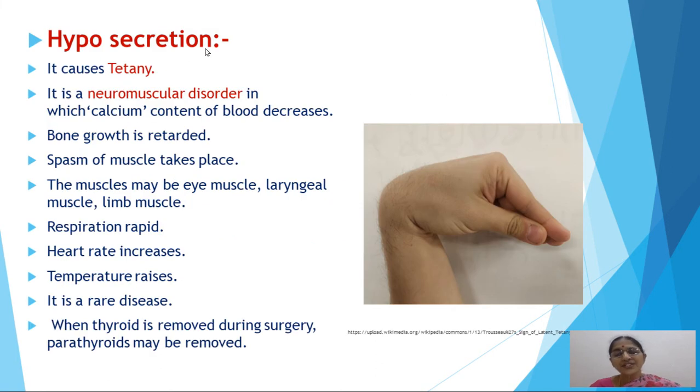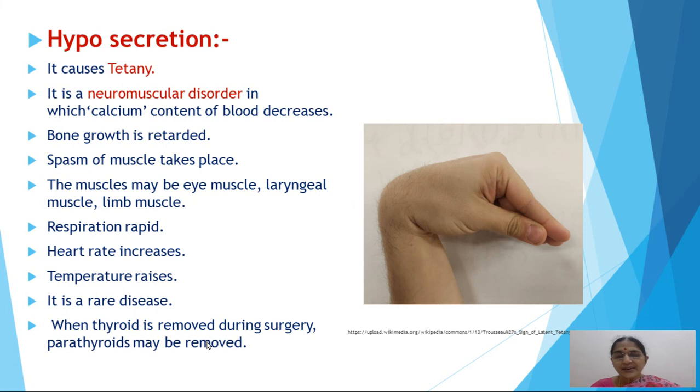Coming to the hyposecretion of this hormone, hypo means when the level of this hormone is low, what is the result? It causes tetany. Here in this picture, you can see the person affected by this disease. It is a neuromuscular disorder. The nerves and muscles are affected. In this case, calcium content of the blood decreases. Bone growth is retarded. Spasm of muscles takes place. The muscle may be eye muscle, laryngeal muscle, limb muscle, any muscle. Respiration is rapid, heart rate increases, temperature rises. It is a rare disease.